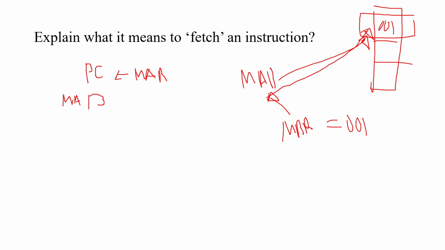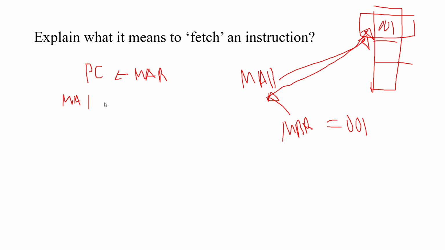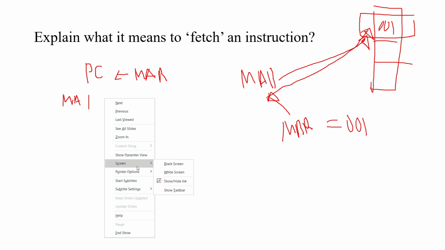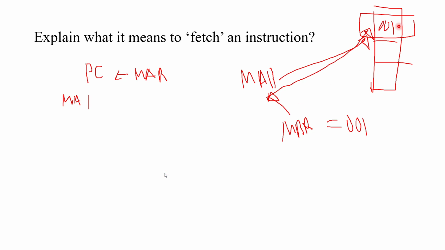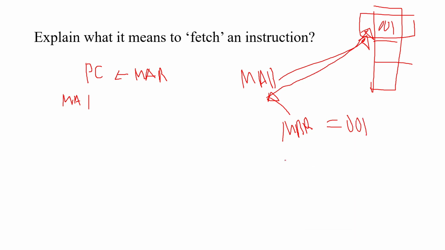Like I said, MAR is pointing to memory. It doesn't have the instructions. It's just pointing to this location right here. But what MBR does, it copies whatever is inside. Pointer options. So MAR. Then we have the memory buffer register, or it can be MDR, which is the memory data register, but I don't use MDR.